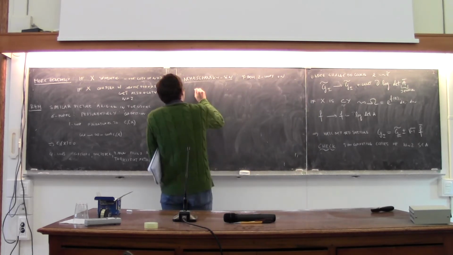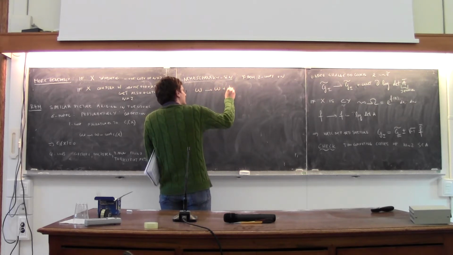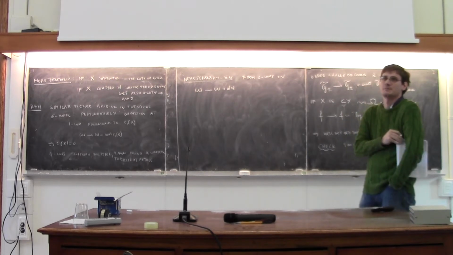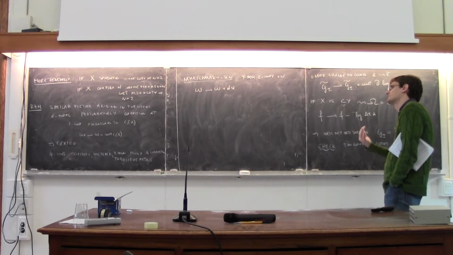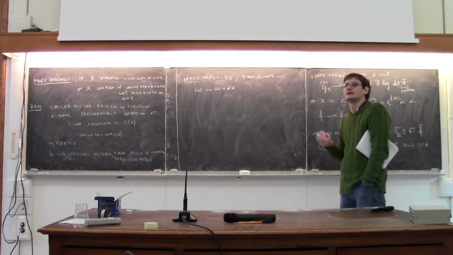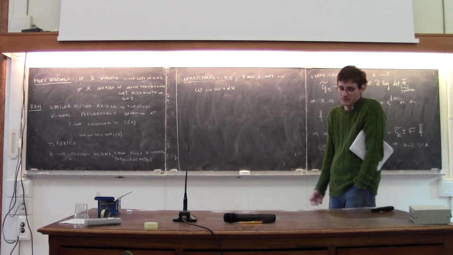The fact is that omega changes by an exact form, and so it stays within the same homology class. Therefore, first of all, anything that just depended on the homology class is still valid. You can compute it using any metric that you like.